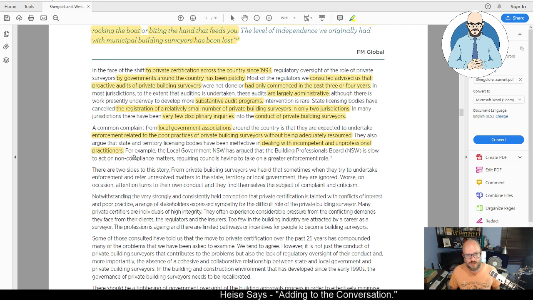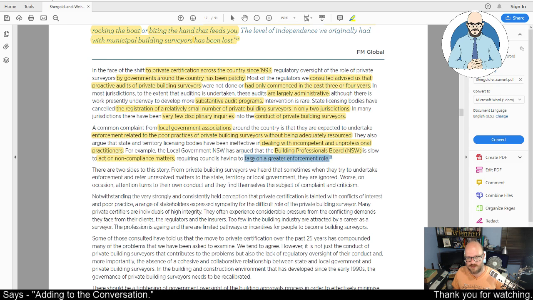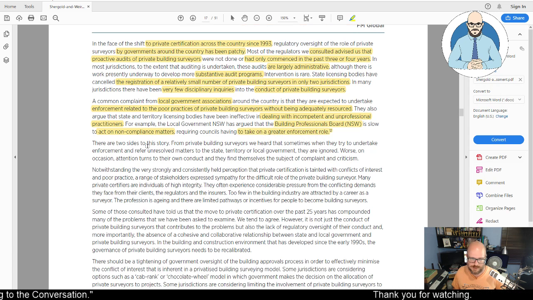For example, the Local Government New South Wales has argued that the Building Professionals Board New South Wales is slow to act on non-compliance matters, requiring councils to take on greater enforcement roles. There are 2 sides to this story. From private building surveyors, we have heard that sometimes when they try to undertake enforcement and refer unresolved matters to the state, territory, or local government, they are ignored. Yep. Worse, on occasion, attention turns to their own conduct and they find themselves subject of complaint and criticism. Wow. So there's actually absolutely no incentive for self-regulation in that profession.